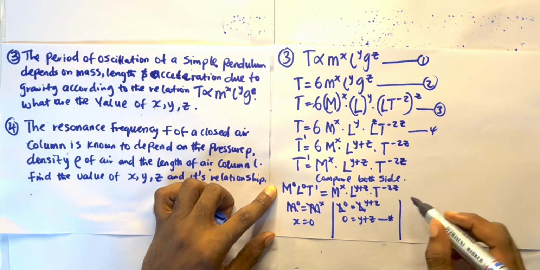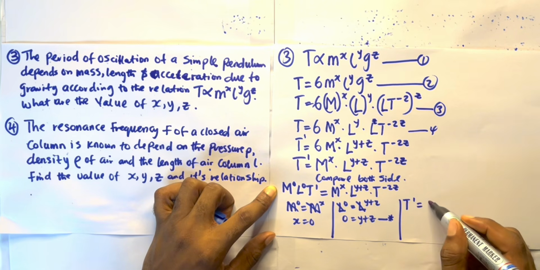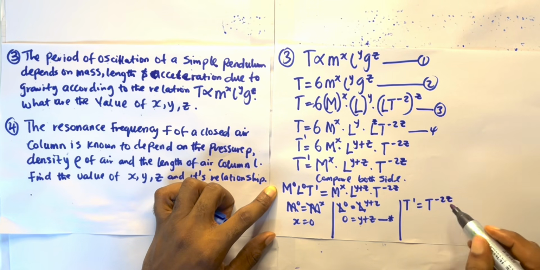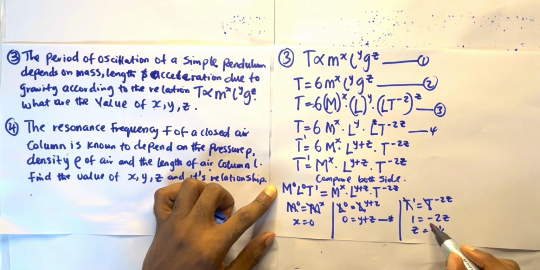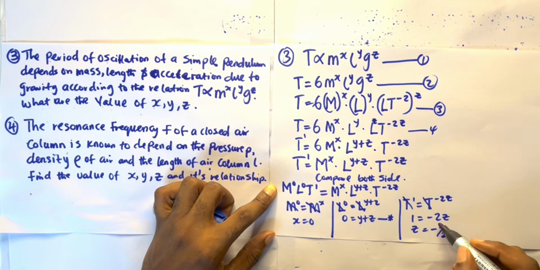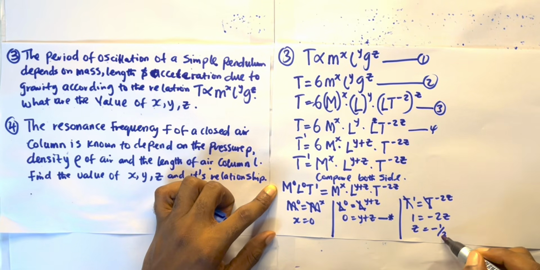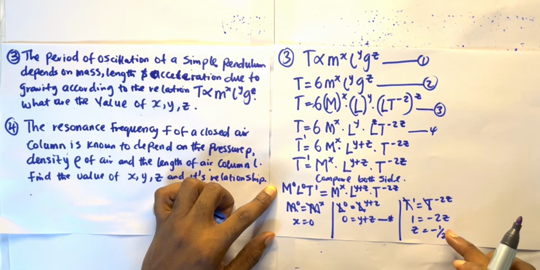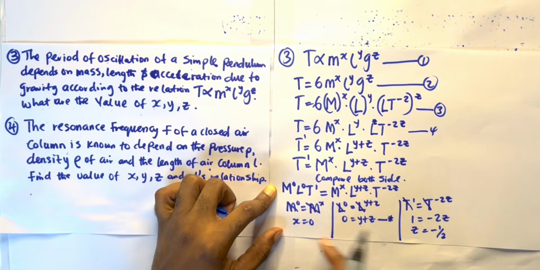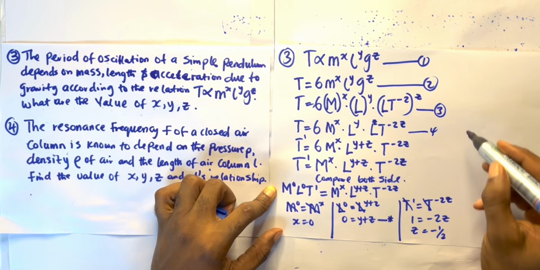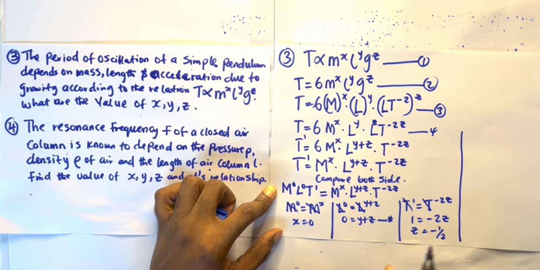So from here, I'll bring down T^1 is equal to T^-2z. T will cancel T. My 1 will be equal to minus 2z. My z alone is equal to minus 1 all over 2. How do I get this? I divide through by minus 2, and I'll have z is equal to minus half. Now, I've gotten x, I've gotten z, I've not gotten y. So I'll come here and substitute the value of z so that I'll get y.